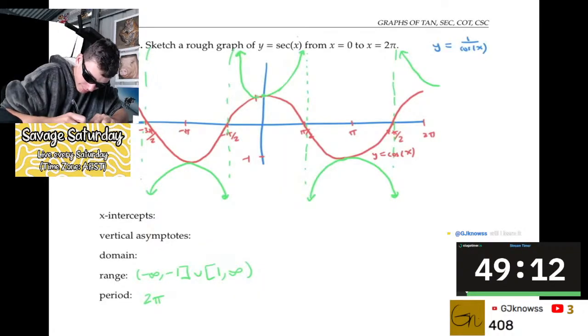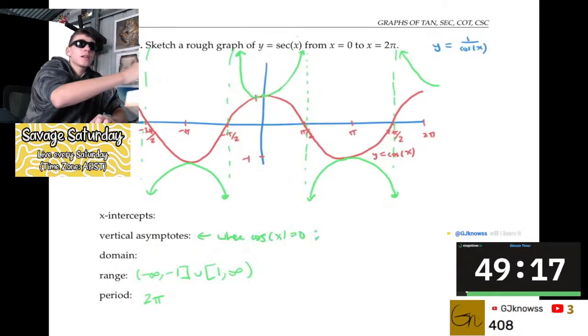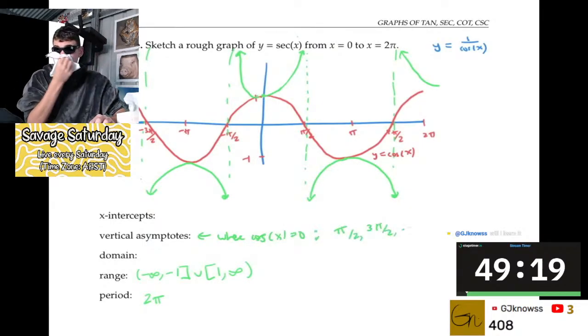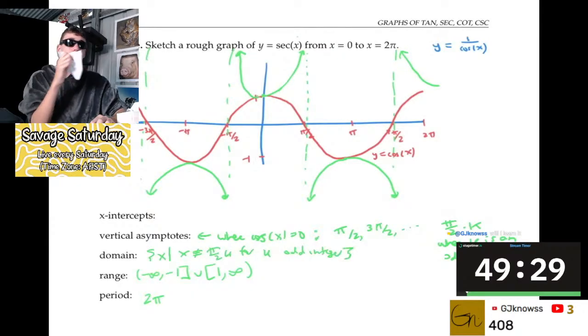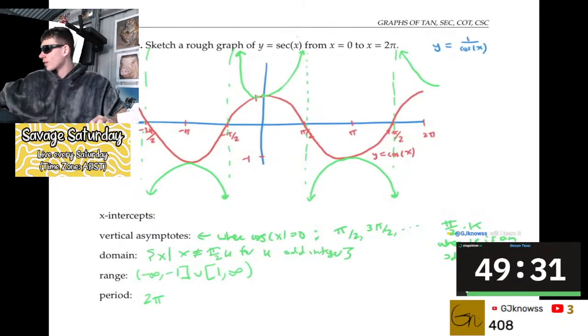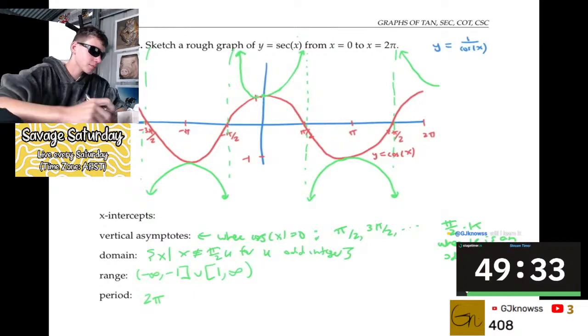Now the vertical asymptotes are where cosine is 0. So that is at values of the form pi over 2, 3 pi over 2, etc. That's values of the form pi over 2 k, where k is an odd integer. So the domain is going to be x values such that x is not equal to pi over 2 k for k an odd integer. The x-intercepts of secant, well, it doesn't have any, because you can't take 1 over something and get the number 0 for your y value.